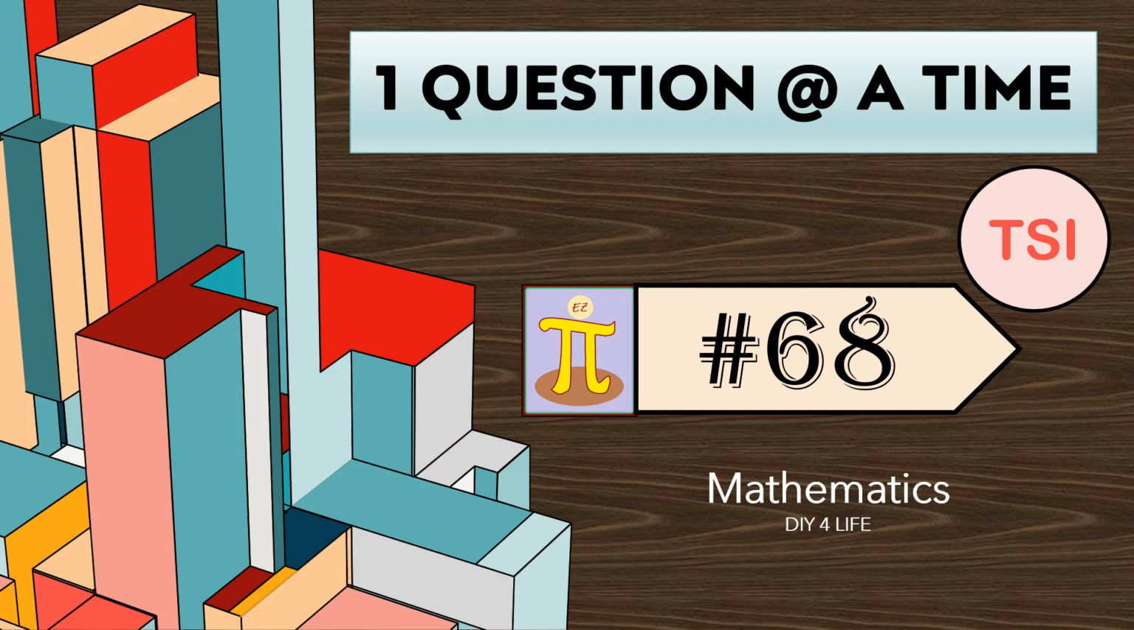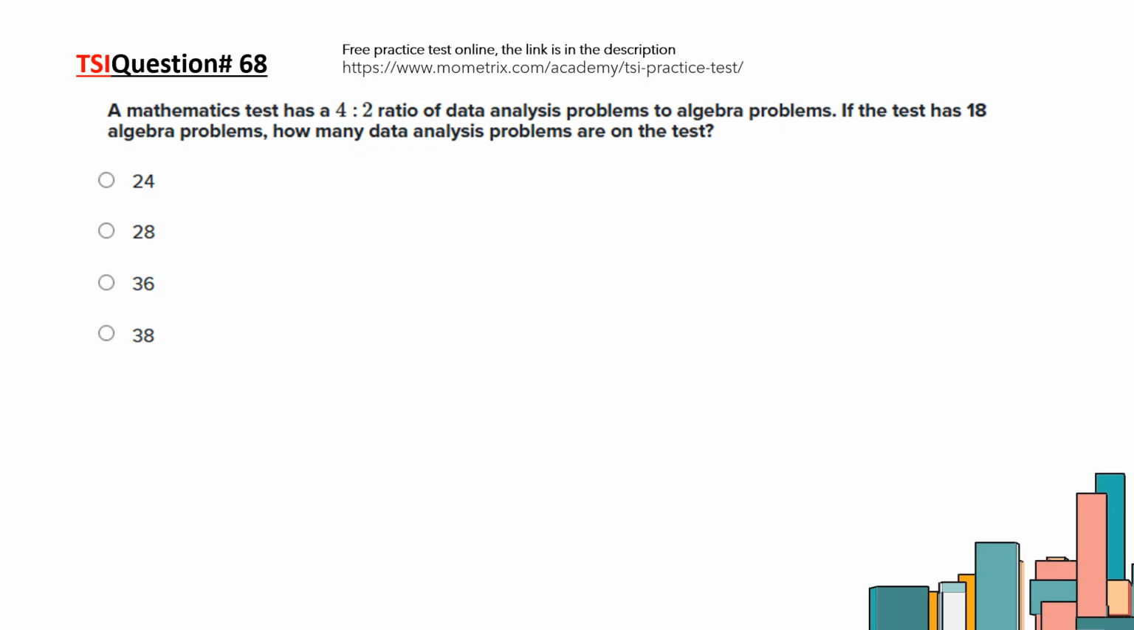Question number 68. A mathematics test has a 4:2 ratio of data analysis problems to algebra problems. If the test had 18 algebra problems, how many data analysis problems are there on the test?